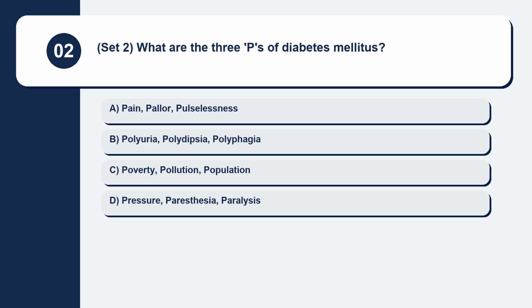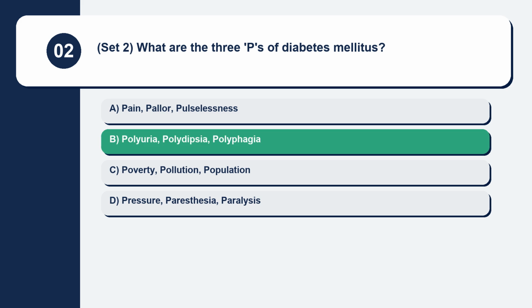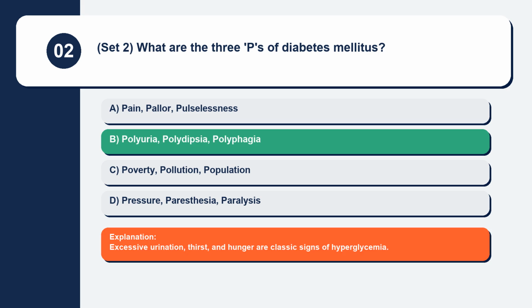Question 2. Set 2. What are the 3 P's of diabetes mellitus? Pain, pallor, pulselessness, polyuria, polydipsia, polyphagia, poverty, pollution, population, pressure, paresthesia, paralysis. Excessive urination, thirst, and hunger are classic signs of hyperglycemia.